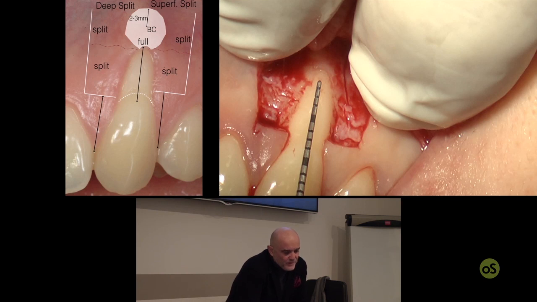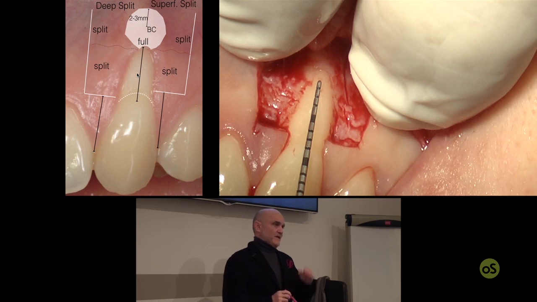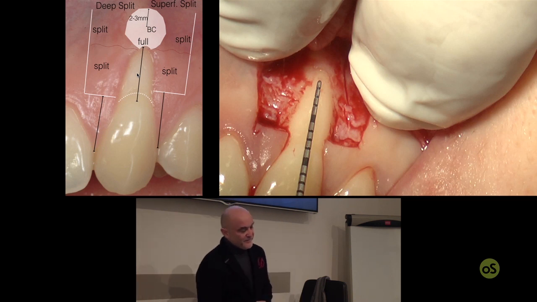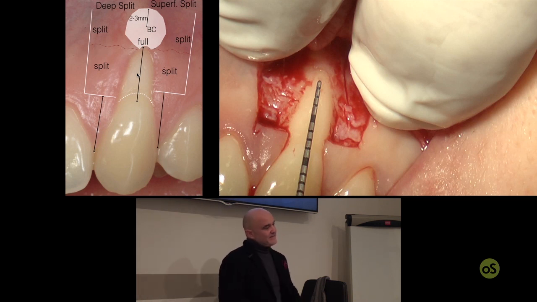And again, root planing must be performed intrasurgically, not before, because if you do root planing before, you risk traumatizing the soft tissue margin. You risk traumatizing the papilla that must be left untouched in order to succeed with the coronally advanced flap procedure. So the intrasurgical root planing must be performed by calculating the amount of attachment loss.